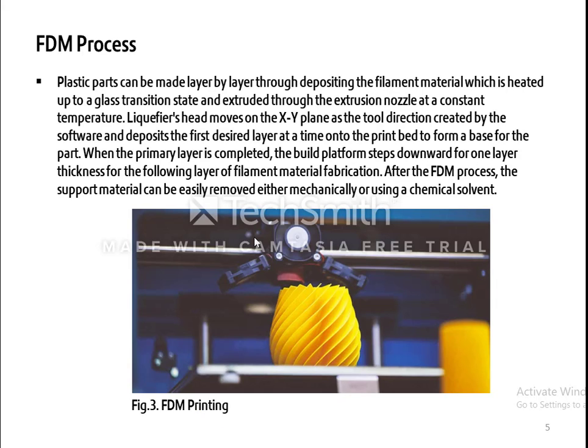Plastic parts can be made layer by layer through depositing the filament material, which is heated up to a glass transition state and extruded through the extrusion nozzle at a constant temperature. The liquefier's head moves on the XY plane as a tool path created by the software and deposits the first desired layer onto the print bed to form a base for the part. When the primary part layer is completed, the build platform steps downward by one layer thickness for the following layer of the filament material fabrication. After the FDM process is finished, the support material can be easily removed either mechanically or using a chemical solvent.